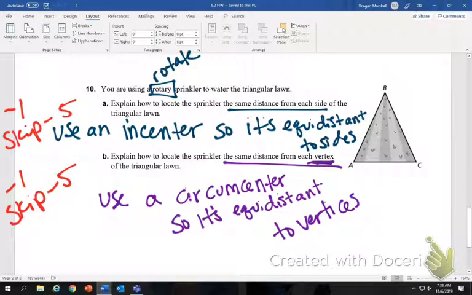So go ahead and put a grade at the top. I would study this for your quiz and your test.